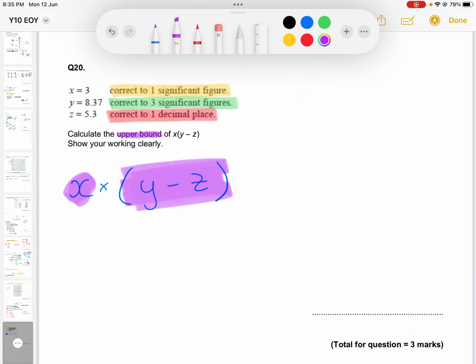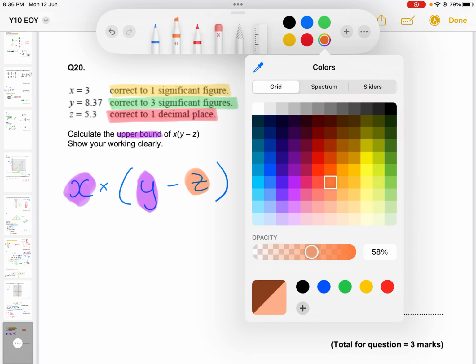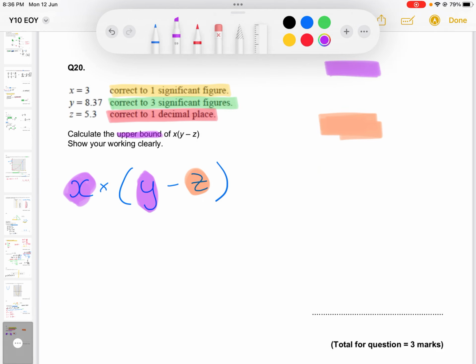The bracket here, the y take away z, we want that answer to be as big as possible. If we are starting with a number like y, we obviously want it to be as big as possible if we want our answer to be as big as possible. Therefore, we're looking for the upper bound of y. However, we are then taking away a number. When we're taking away a number, we do not want it to be as big as possible. The bigger the number is if we take it away, the smaller the answer is, and vice versa. The smaller the number we take away, the bigger the answer will be. So we're basically looking for the upper bound of x and y, and we're looking for the lower bound of z before we even begin.